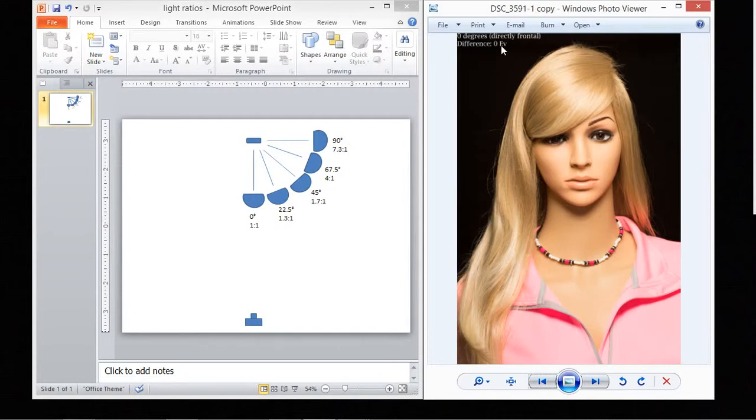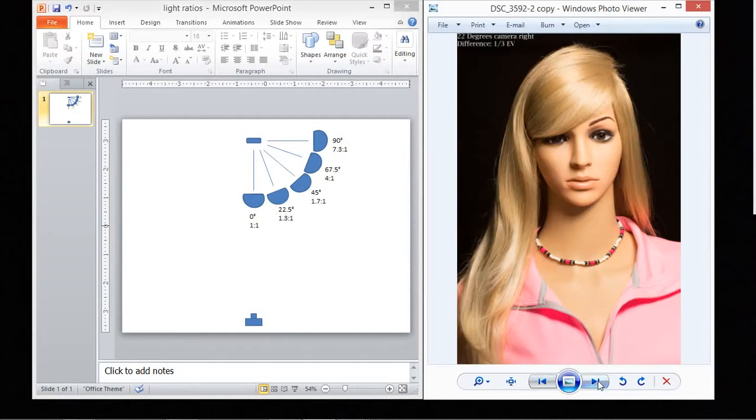So here we have directly frontal light. The light on this jawline is going to be identical to this jawline, so there's 0 EV. And this results in a true 1-to-1 ratio. 1-to-1 means the light on this side of the face is exactly as it is on this side of the face.